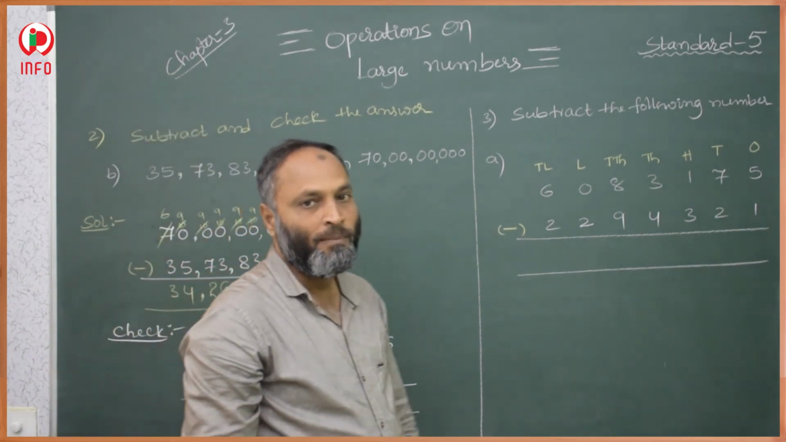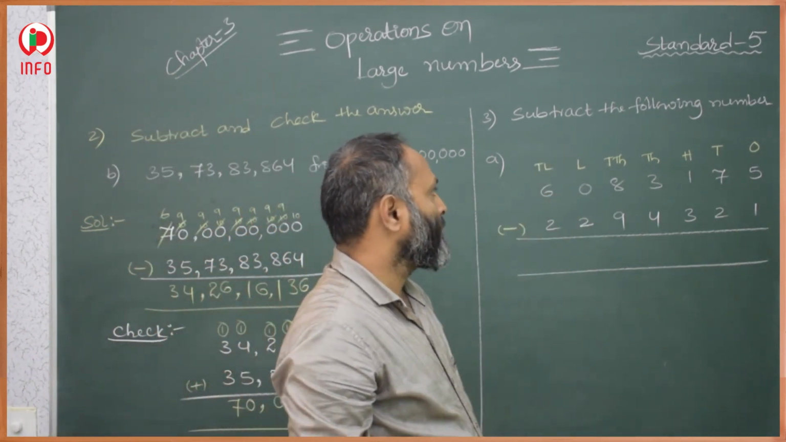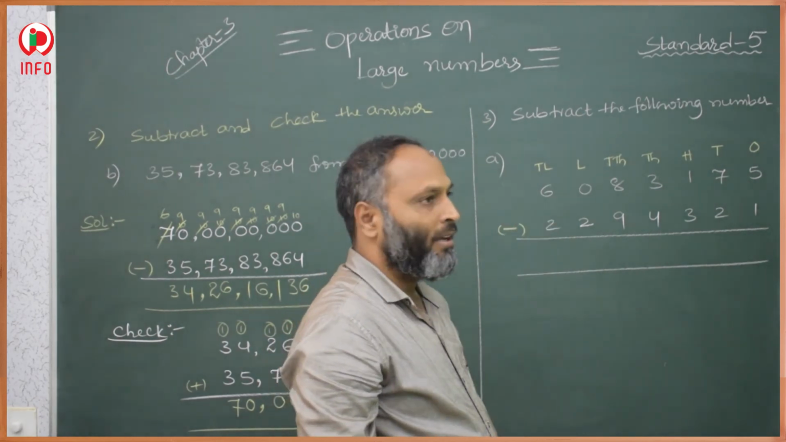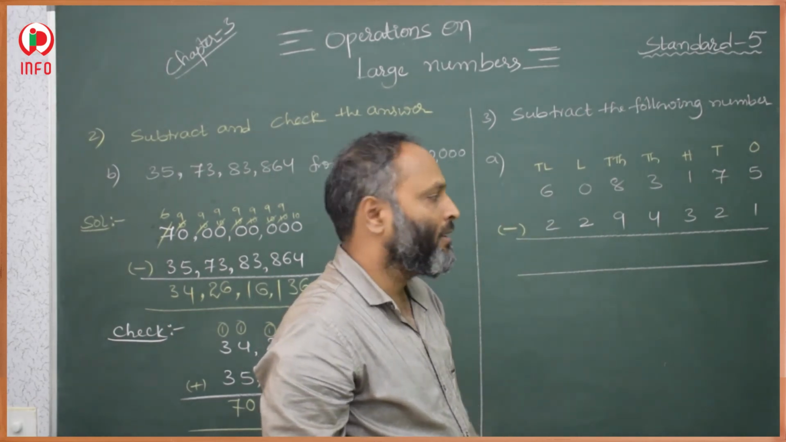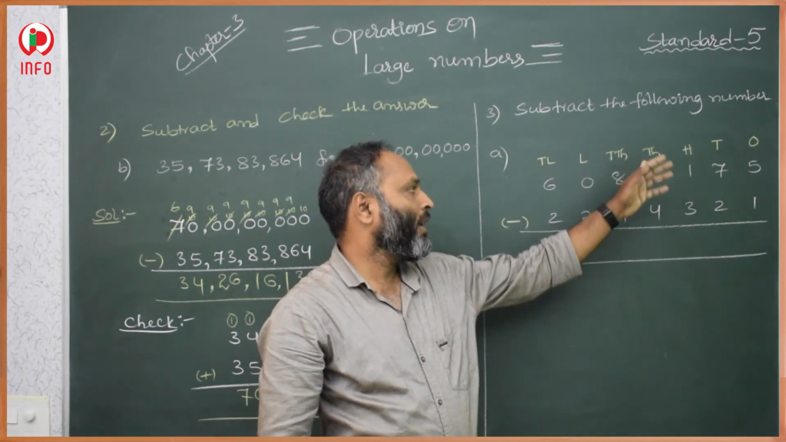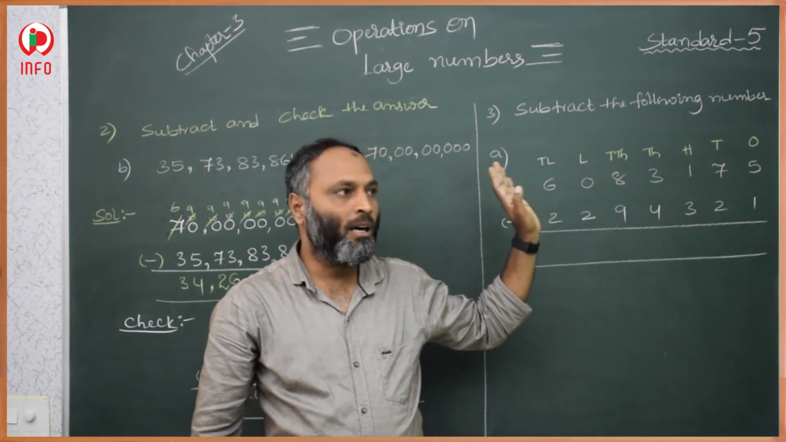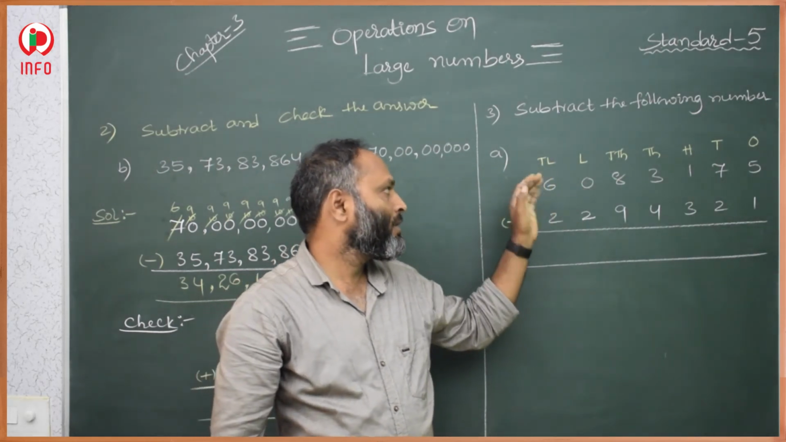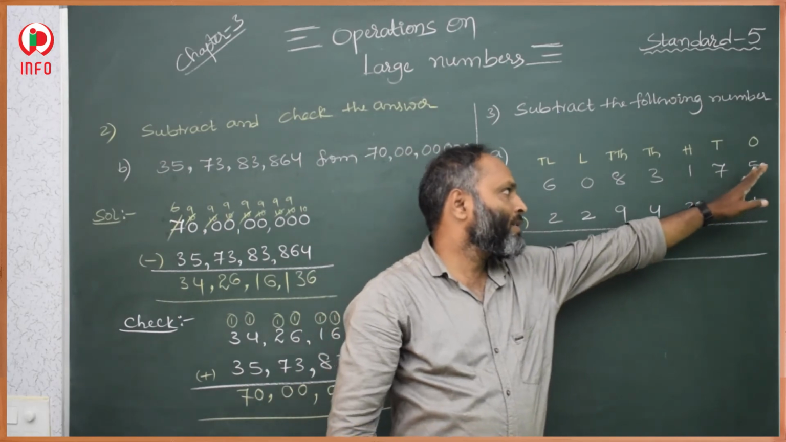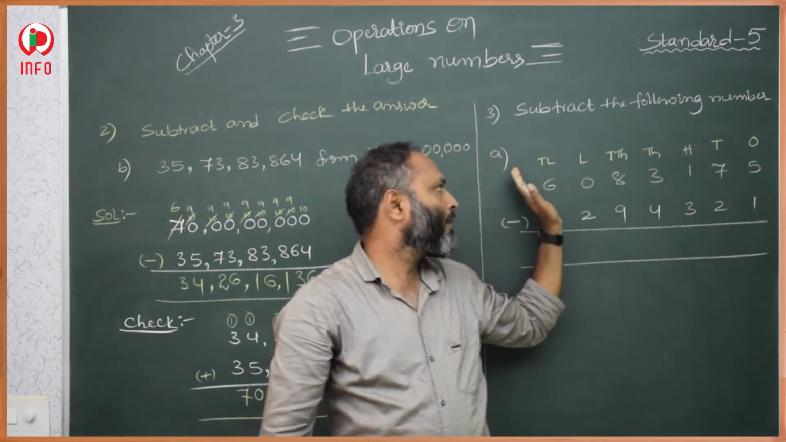Then in the next question, one more, subtract the following numbers. So this is also the same. We did so many questions on how to subtract. Now the next question, subtract the following. When this is the minuend and this is the subtrahend, then how to subtract? We start subtracting from the 0 to 10 lakhs.